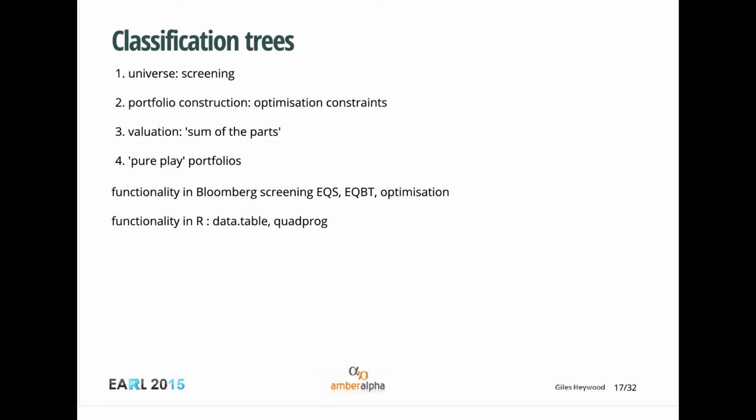Classification trees apply across all of these asset classes in different ways. We can use them for screening. We can use them in portfolio construction to design neutral portfolios, market neutral portfolios, or in valuation, for example, of equities as the sum of the parts. So we factor up, we apply a multiple, for example, to earnings or revenues for each of the sub-exposures of a stock. And we can construct pure play portfolios.